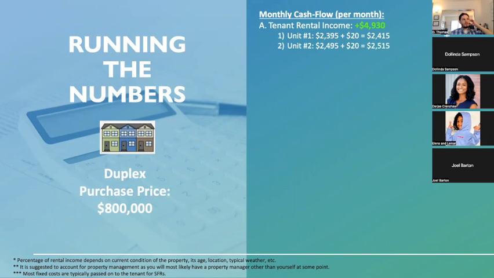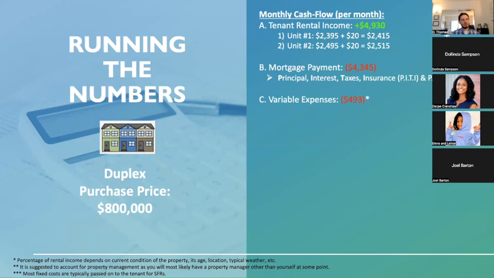So for my tenants, in the first unit, I get 2415. The second unit, I get 2515. These are actual numbers. Like, all this is the literal stuff that goes on. So every month, I get 4930 in terms of monthly revenue from them. So the mortgage payment's pretty steep. It's 4345. So that's your PITI, principal, interest, taxes, insurance, and that lovely private mortgage insurance. So we'll talk about that a little bit.